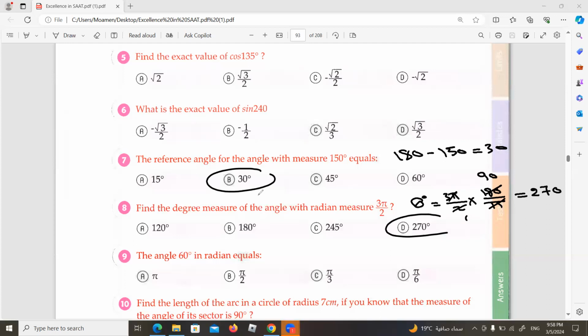Again, I need to get the degree measure if the radian measure is equal to 3 pi over 2. Just write 3 pi over 2 multiplied by 180 over pi. The opposite is number 9.